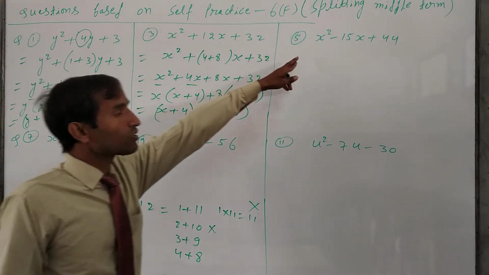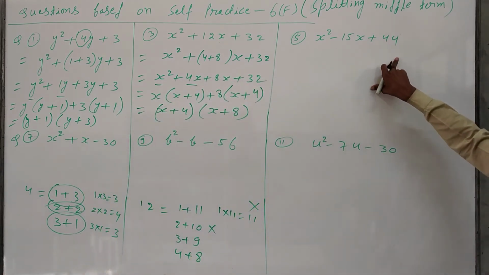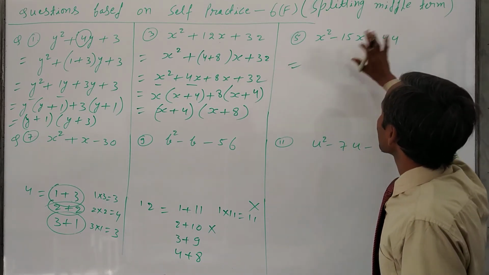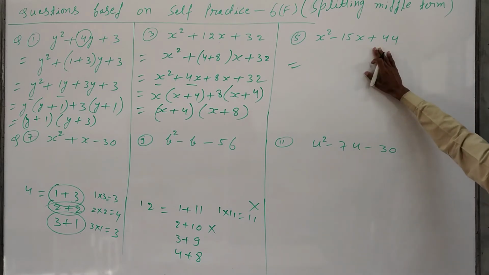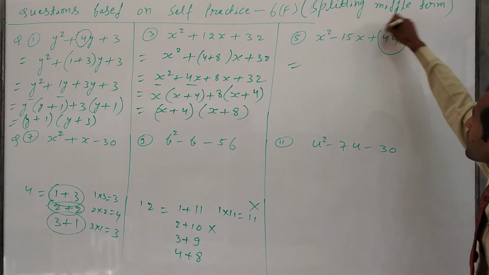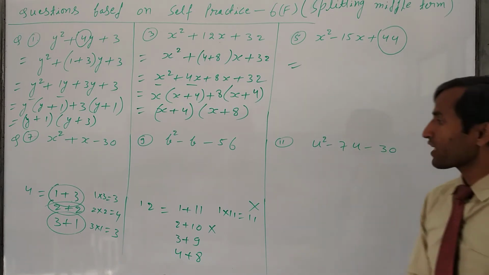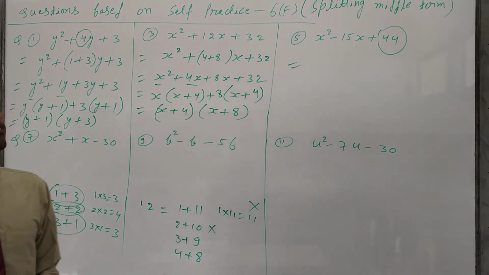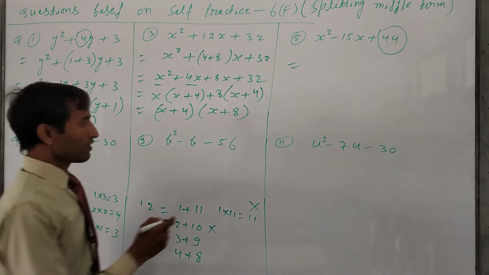Okay, now next question number 5. x square minus 15x plus 44. These types of questions are given. So again here a minus sign is there and here a plus sign. So no need to worry, just first of all see here this one is 44 and here 15 is there. So what should we write in place of 15 as two terms? Then the multiplication should be 44 and the addition or subtraction should be 15.